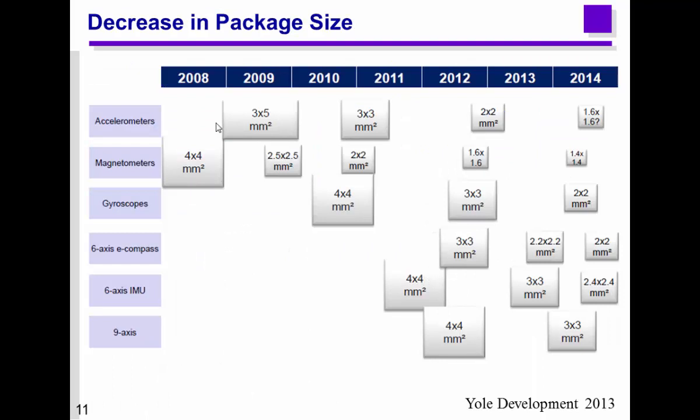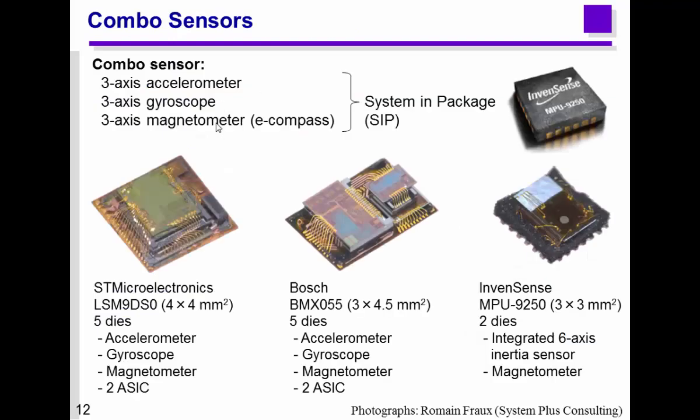I don't play Nintendo, but some of you maybe do. The size of the sensor is now decreasing. The latest 3-axis MEMS sensor is just 1.2 by 1.2 millimeter. It's quite small. Bosch released such very small sensors. This is a combo sensor. A combo sensor is a combination of different kinds of sensors. The 3-axis accelerometer, 3-axis gyroscope, and 3-axis e-compass.